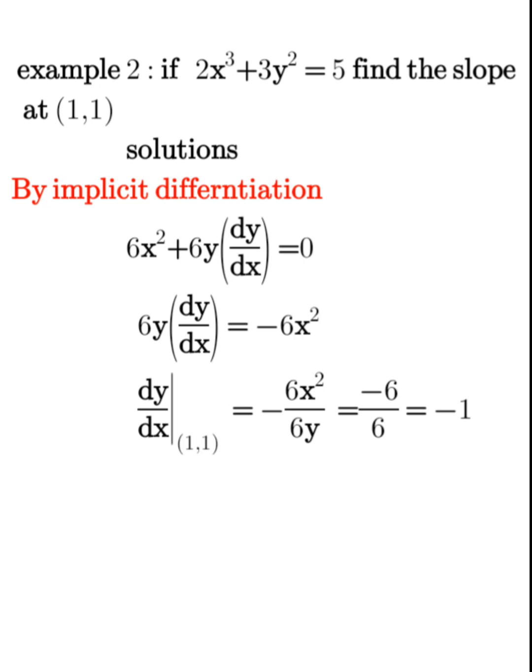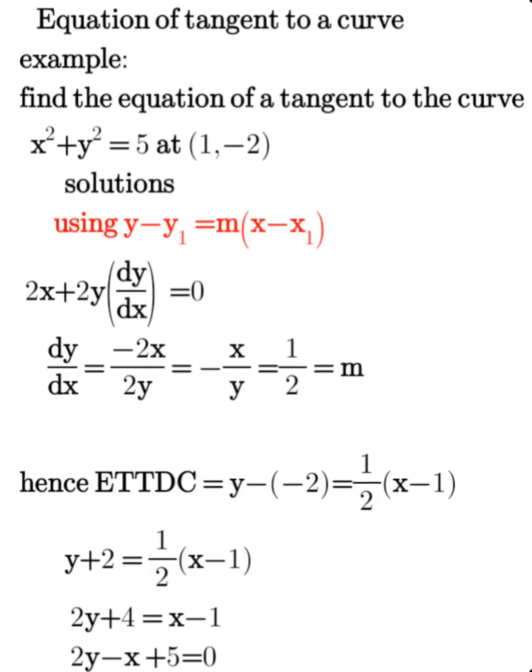The next example is going to be the tangent of a curve. You are asked to find the tangent of a curve. The tangent of a curve is also similar to finding the slope or the gradient of a function. So let's see that example. We have the equation of a tangent to a curve. If you recall from your circle theorem from your basic secondary school days, a tangent is a line that is passing through the top surface of a circle. You are asked to find the equation of the tangent to a curve. The curve given is x squared plus y squared equals 5, at point (1, minus 2).